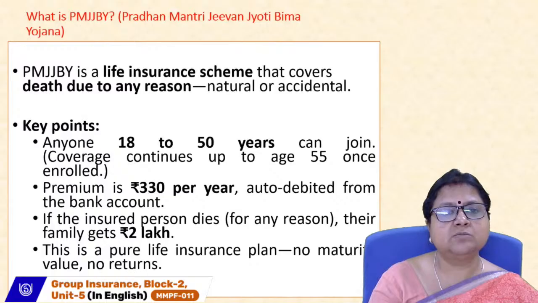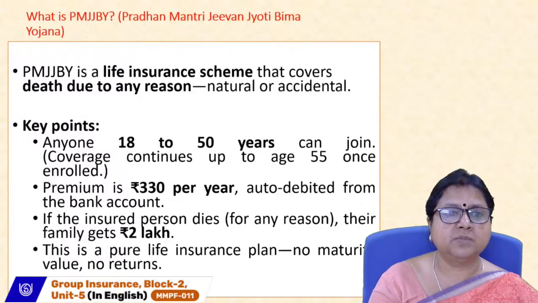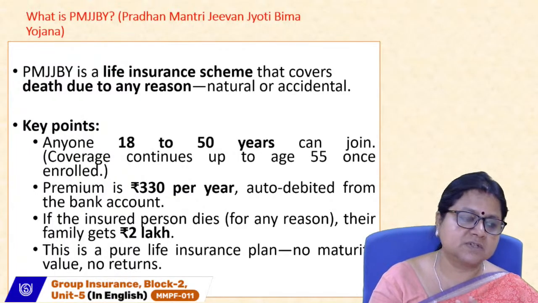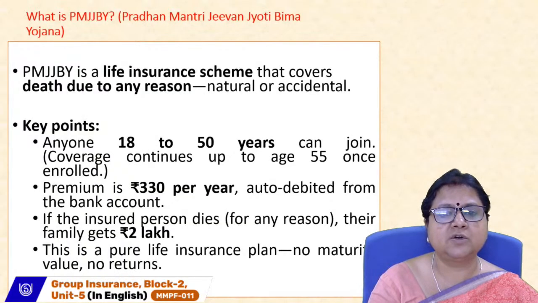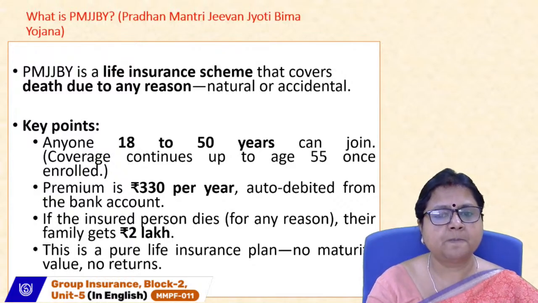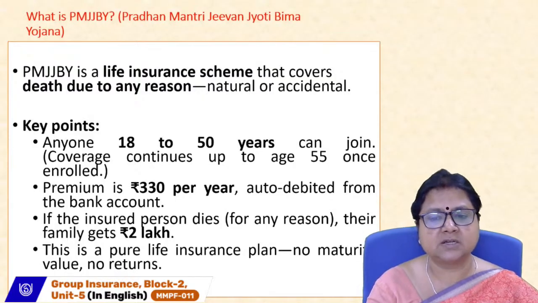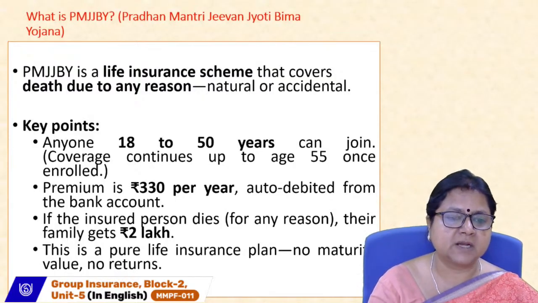Similarly, there is another scheme floated by the government, that is Pradhan Mantri Jeevan Jyoti Bima Yojana. This is also a life insurance scheme that covers death due to any reason. It can be accidental, it can be natural. The insurance scheme is for death. Here anyone between 18 and 50 years can join this, and the premium is 330 rupees per year, which is again automatically debited from the bank account.